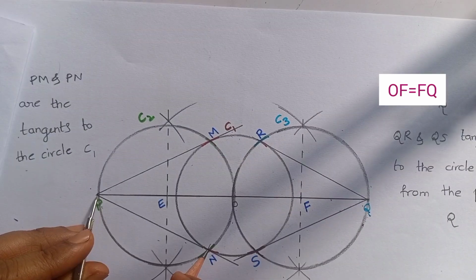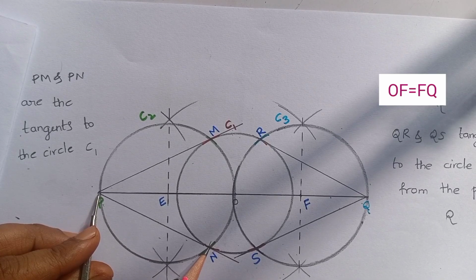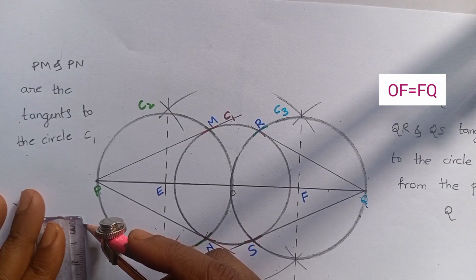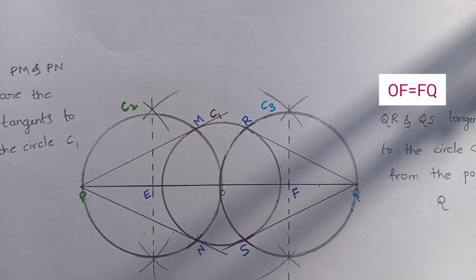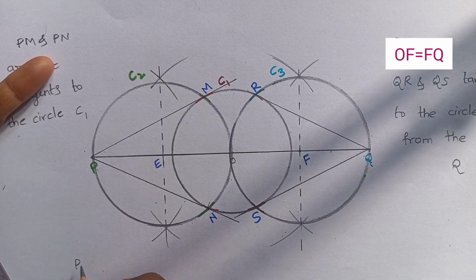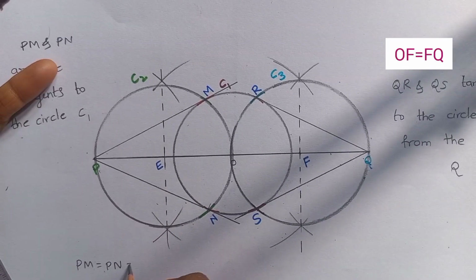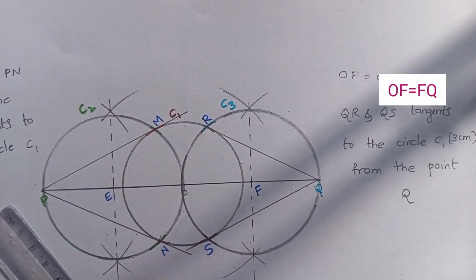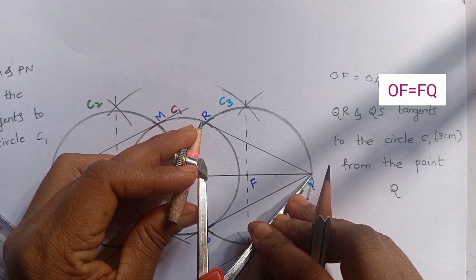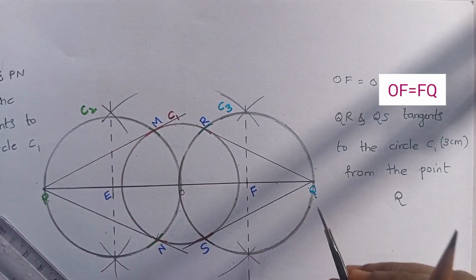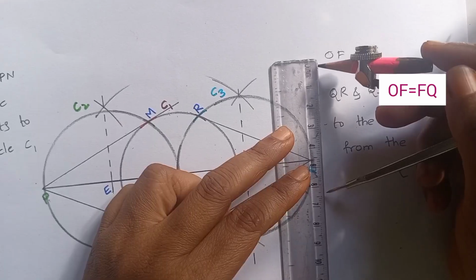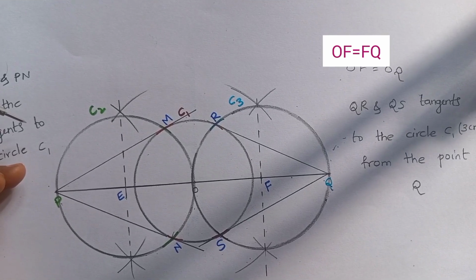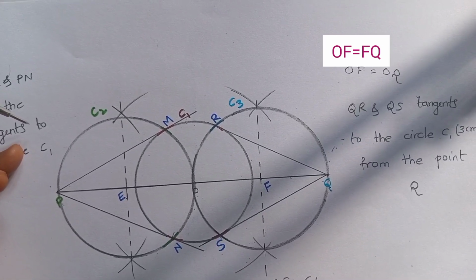Here PM, PN, both are equal, isn't it? And it is according to the property. It is 6.4 centimeter. PM and PN, it is 6.4 centimeter. Now let us measure QR and QS. It is 6.4 centimeter. QR is equal to QS is equal to 6.4 centimeter.